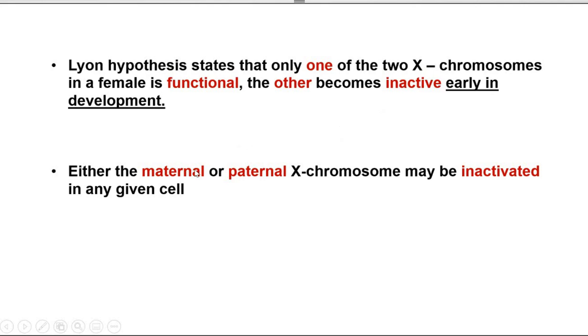In a particular somatic cell of a female, 1 X chromosome is derived from the mother, and 1 X chromosome is derived from the father. Which one of them will be inactivated, whether the mother's chromosome or the father's chromosome, in one particular cell is at random. You do not know.